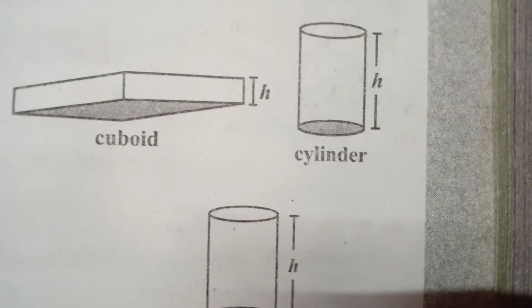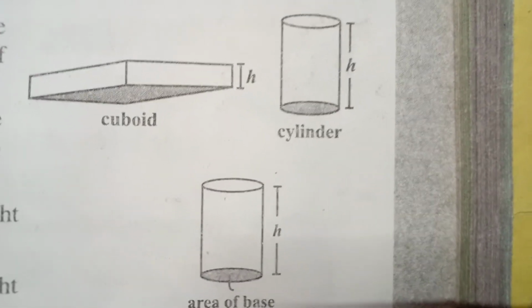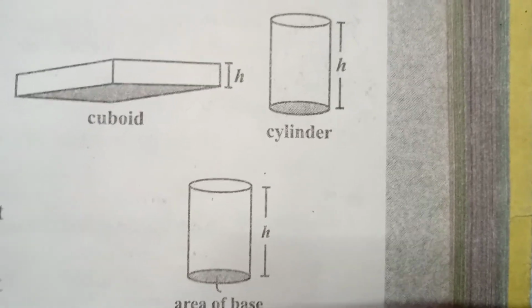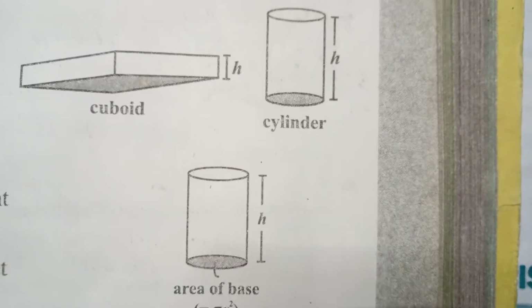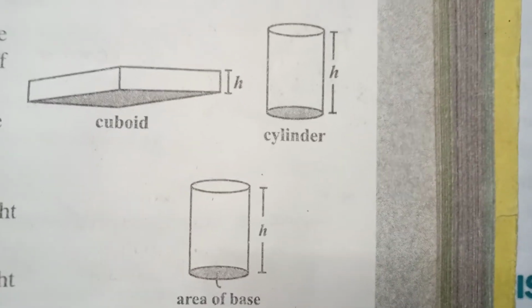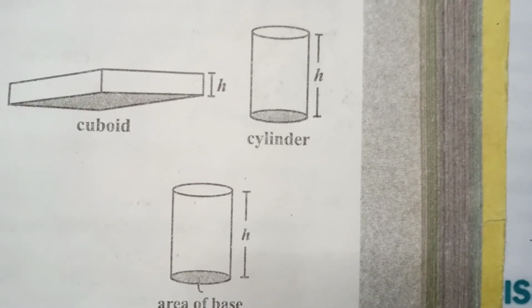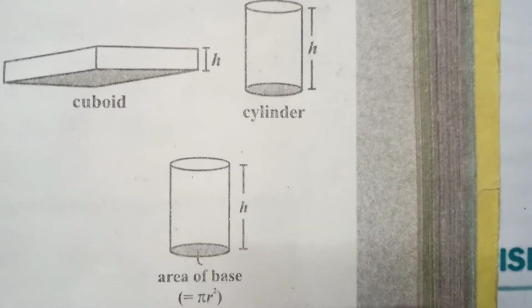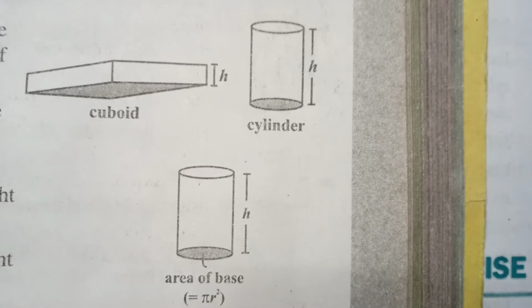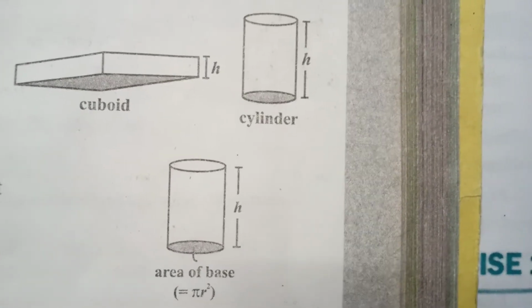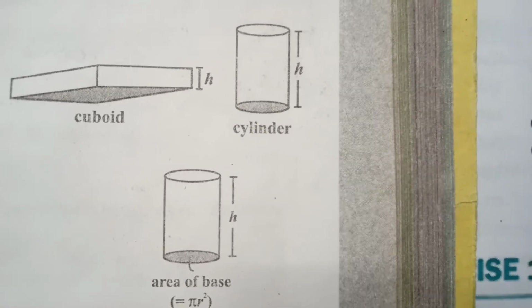Just now, the amount of space occupied by a three-dimensional object is called its volume. So the base area into the height is nothing but the volume of the three-dimensional object. For cuboid, base area into height. Cylinder, base area into height. Similarly for cube also, base area into height will give you the volume.